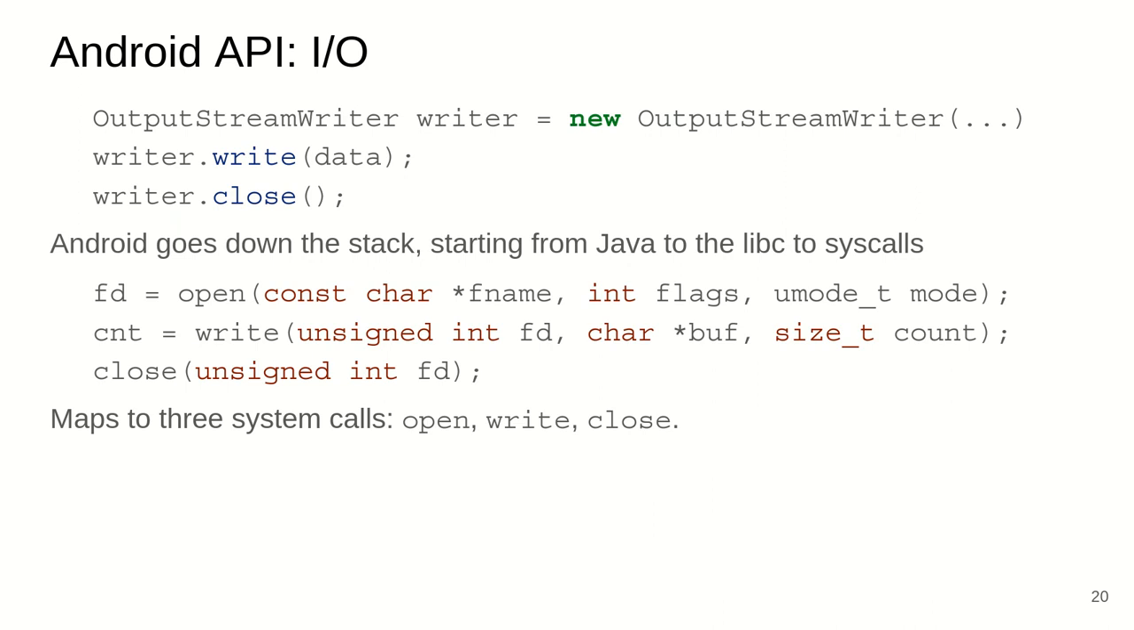Another example would be I/O. You have an output stream writer where you write to a scratch directory of your app. You write the data, you close it. Android will then go down the stack, starting from the Java side to the libc to system calls, continuously checking if you have the right permissions and allowing you to do so. So this will map to system calls open, write, and close.